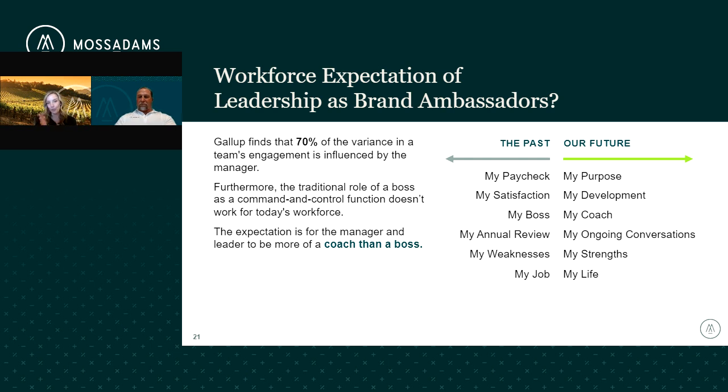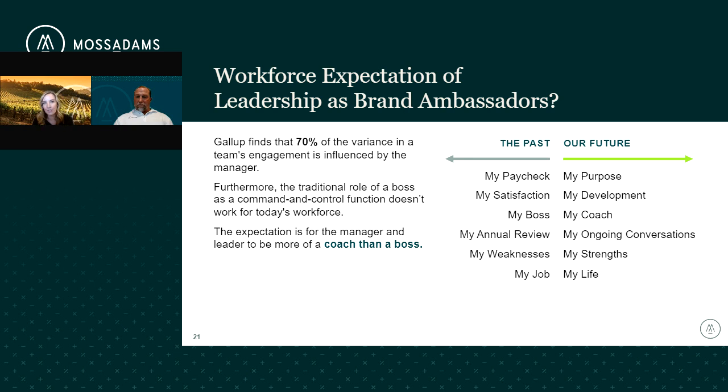The way in which we would look at it in the previous state is mapped out in this lineup over here. In the past, it was referred to as kind of hierarchical: I've got my paycheck, and it's my boss, and I only have my annual review, and here are my weaknesses and my strengths, and this is my overview.